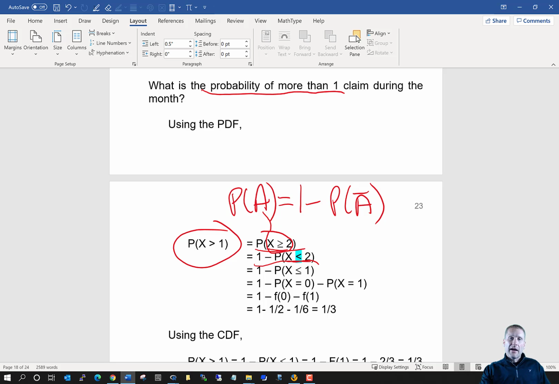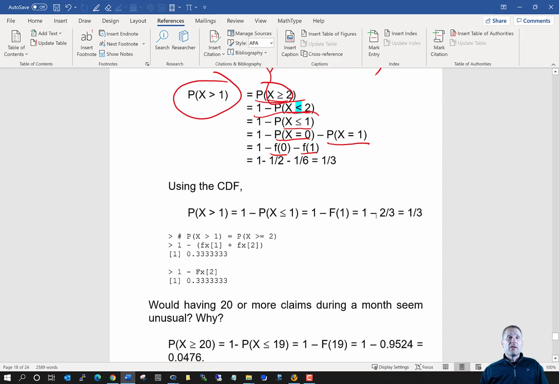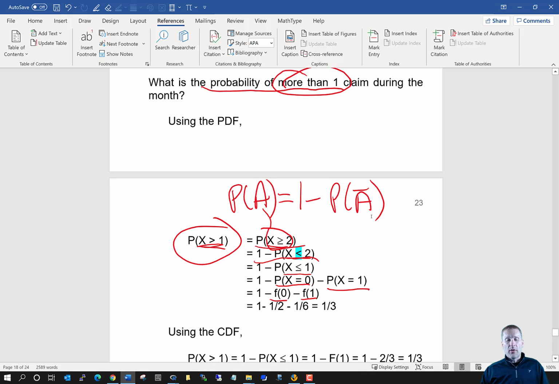Again, since we have a discrete random variable here, x less than 2 is equivalent to x less than or equal to 1 in terms of these probabilities. So I can find 1 minus the probability x is less than or equal to 1. In other words, the probability x is equal to 0, probability x is equal to 1, or little f of 0, little f of 1. And if you keep on going, you get 1/3. So the probability of having more than one claim is 1/3. Again here, notice it's more than one. So you've got to be very careful here that you don't put x greater than or equal to 1. You don't have the equal part there.